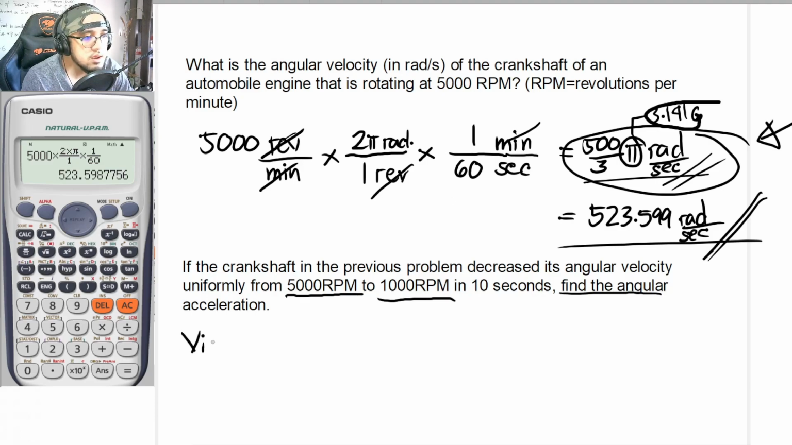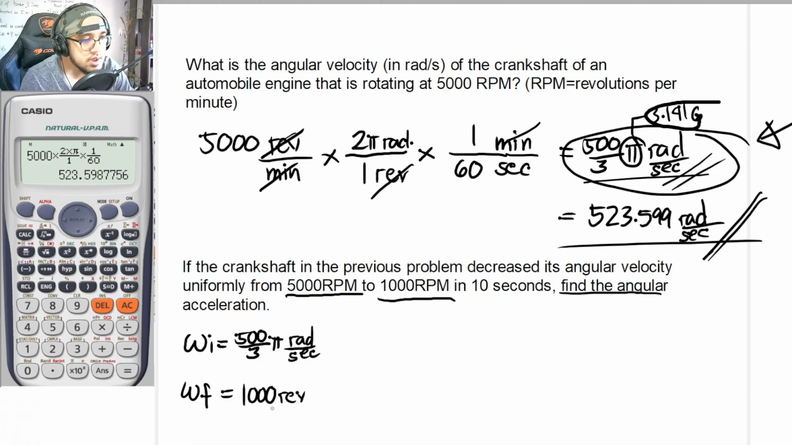So initial angular velocity is equal to 500 over 3 pi radians per second. And for our final velocity, that is to be 1000 RPM. So I will be converting this first into rads per second. So 1000 revolutions per minute, using this conversion factor here, times 2 pi rad divided by 1 rev, times 1 minute over 60 seconds.